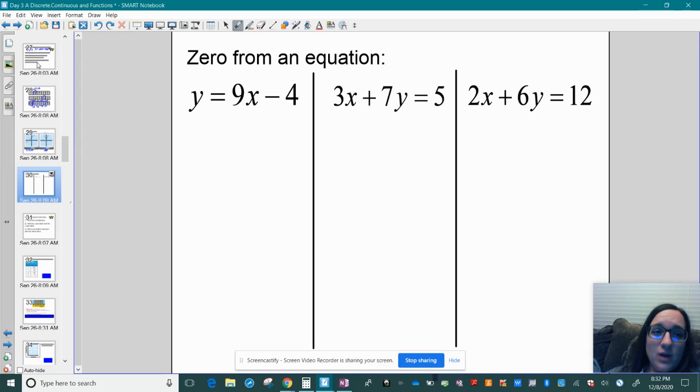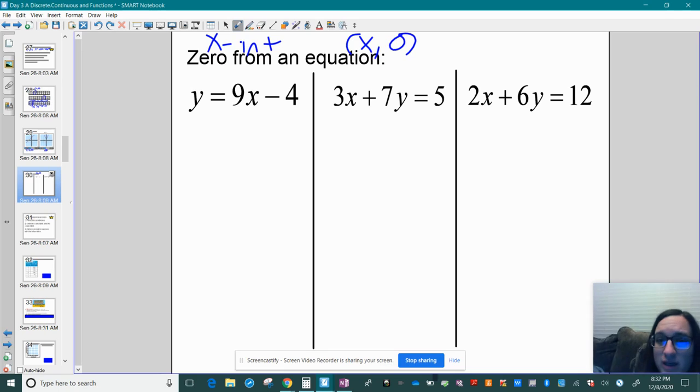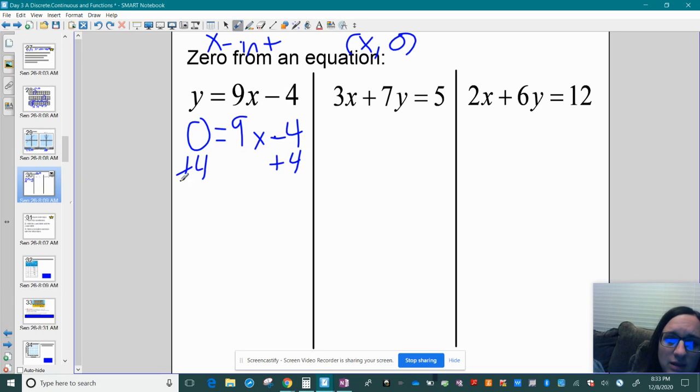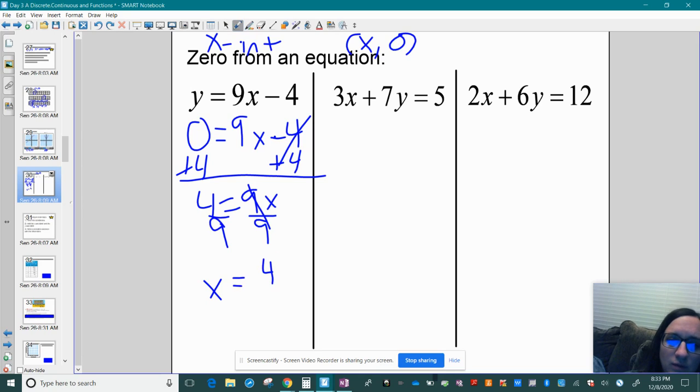How do you find 0 from an equation? If we're looking for our x-coordinate, our x-intercept, when our ordered pair is x comma 0, that means y is 0. So all we have to do is plug in 0 for y for each of these and solve. So if we plug in 0 here, 0 equals 9x minus 4, all we have to do is solve. We can add 4 to both sides, which gives us 4 equals 9x, and we can divide both sides by 9, which leaves us with x equals 4/9.